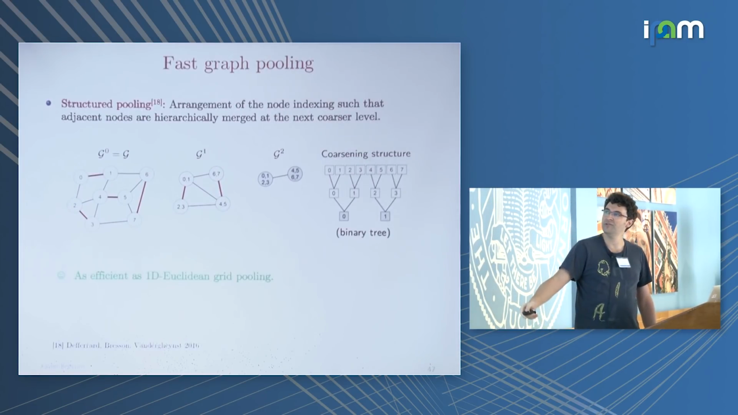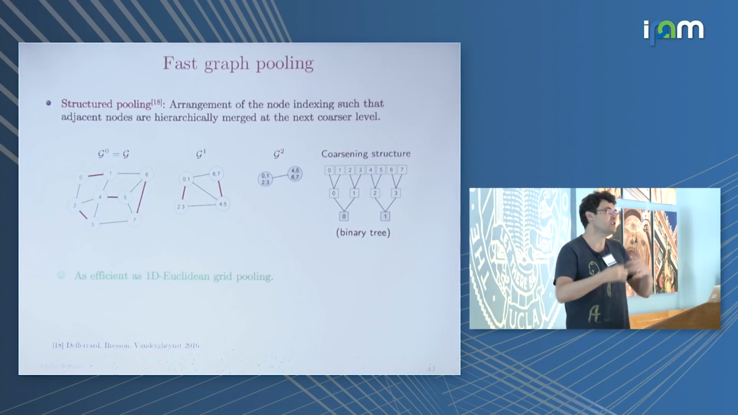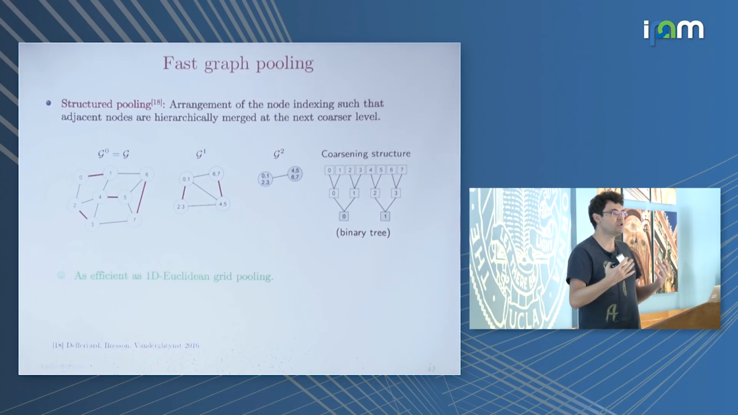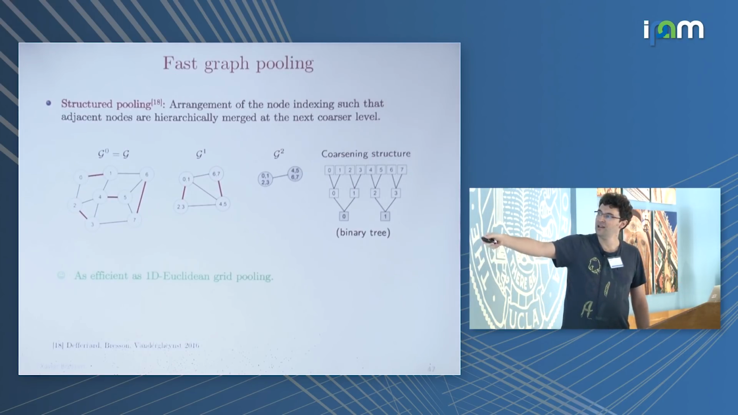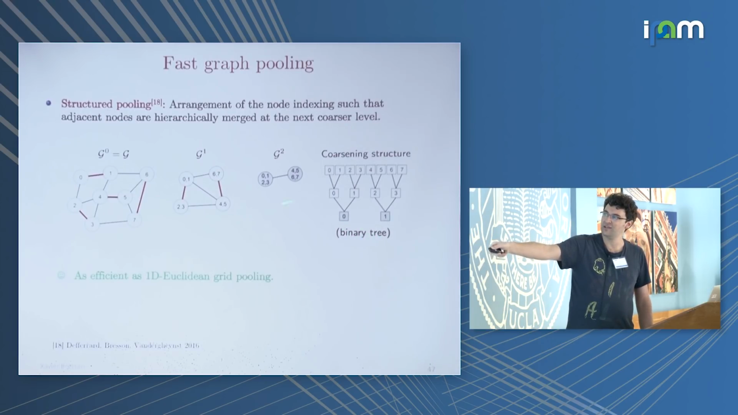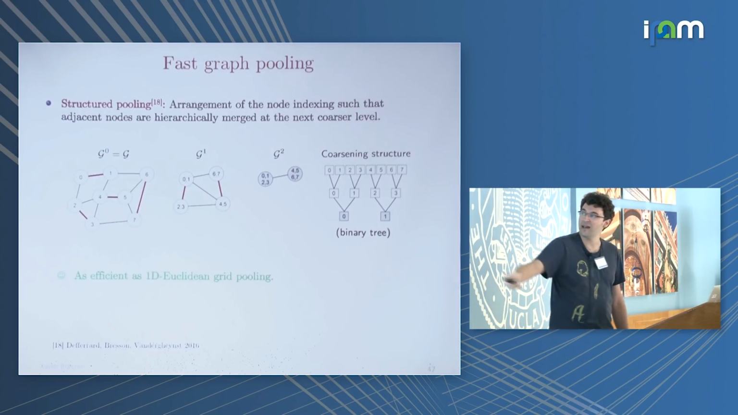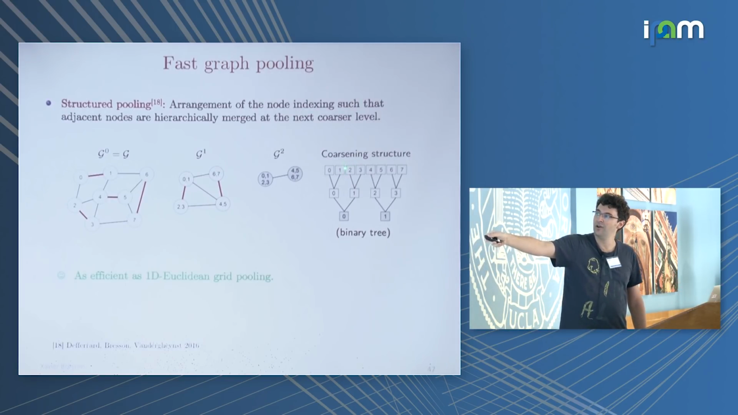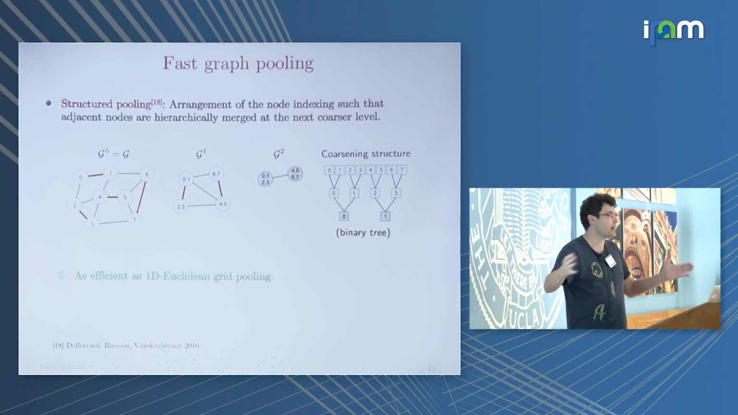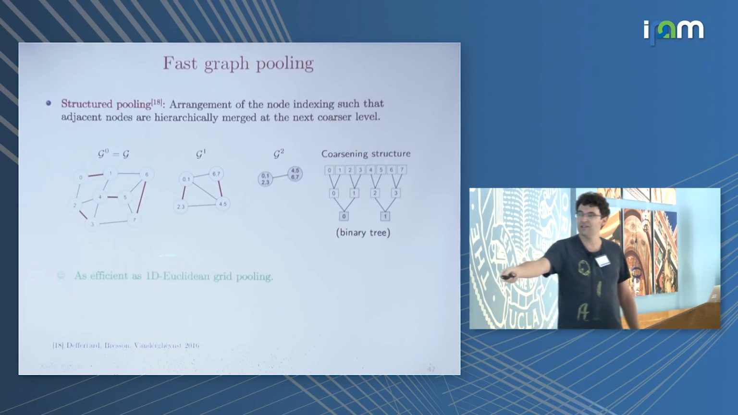So one way to do this is to structure the pooling. We don't change the topology, we only change the indexing. So we just do a binary tree arrangement of the indexing. This way, if you look at two vertices, they're going to be merged at the next level, and I don't need to keep any table. And I can do that in parallel. If I want to do 2-1 max pooling or 4-1 max pooling, I can do that in parallel. So it's a standard 1D grid pooling.